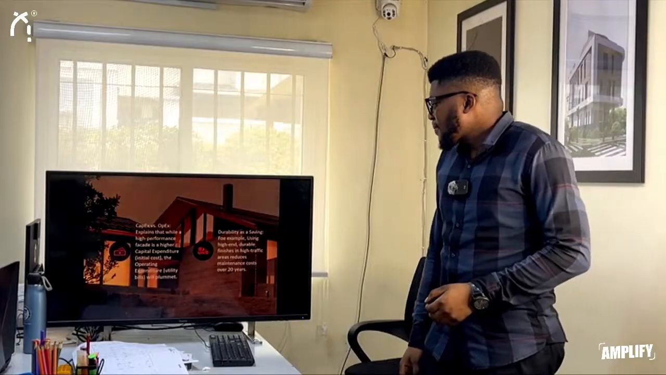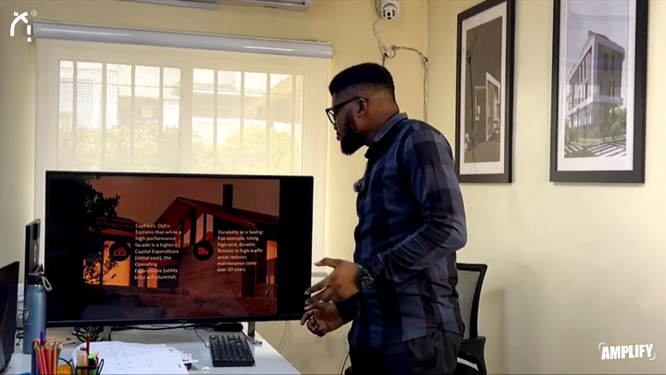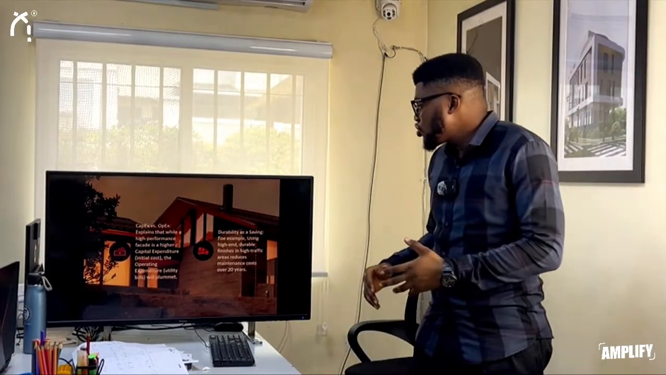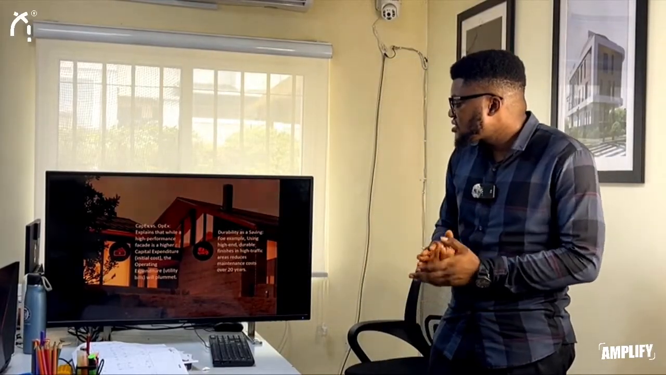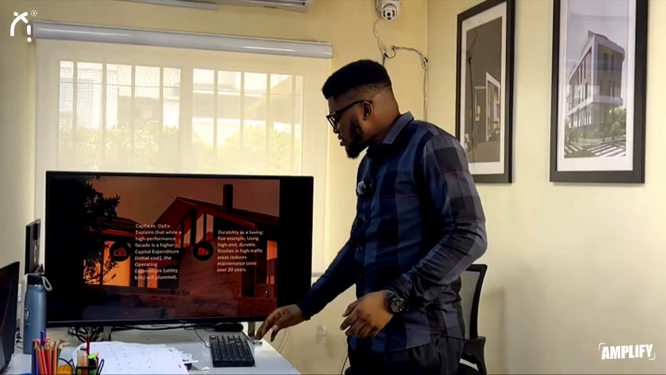Durability. As a saving, durability, using high-end durable finishes in high traffic areas reduces maintenance costs. So we're looking at what? Longevity of life and maintenance costs during the time of the building.